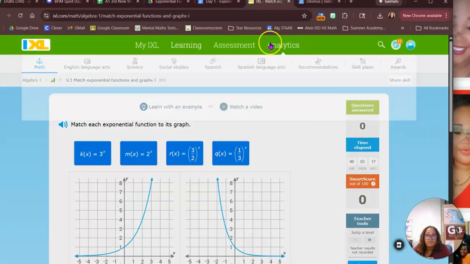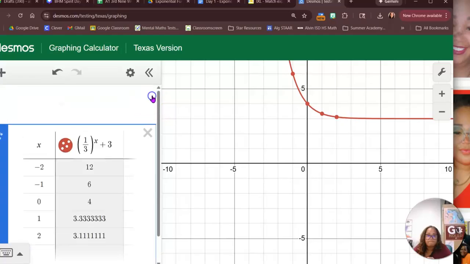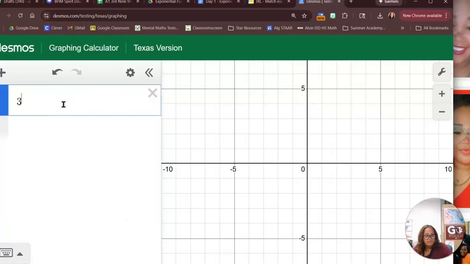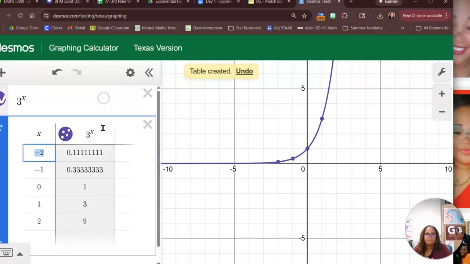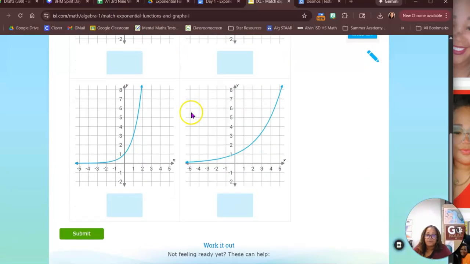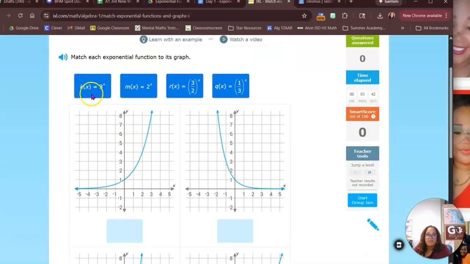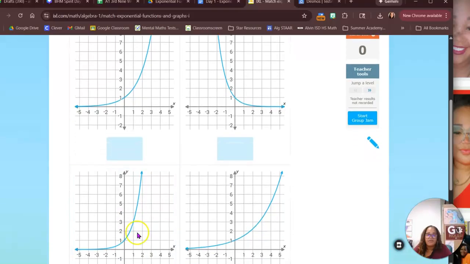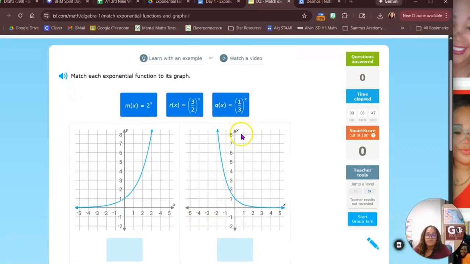So now I'm also going to look for other points. If I go to Desmos and I type 3 to the x power table, I get 0, 1, and 1 and 3. So I need to find a table or a graph that has 0, 1, and 1 and 3. This is run 1, jump 2. This is a fraction, probably this one because it's going down and this fraction is less than 1. But 1 and 3 is going to be it right here. So I'm going to take this and drag it down here. Now, this 1/3 right here is going down. So I'm going to place that one there because that's the only one going down.